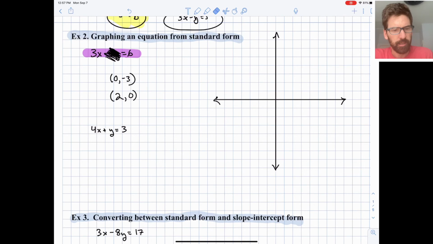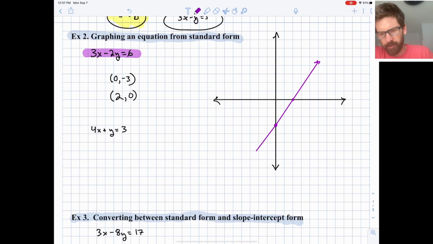So we can just graph those points, and let's do it in purple to be color coordinated here. 0, negative 3 is right here, and 2, 0 is right here, and we can simply connect the points, try to make a nice straight line, and it looks like we graphed it. Okay, so we're using the intercept method.